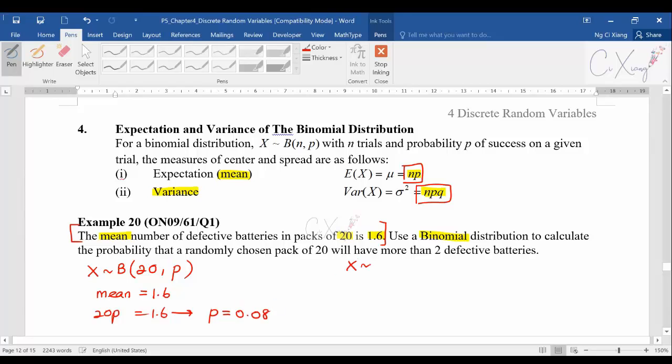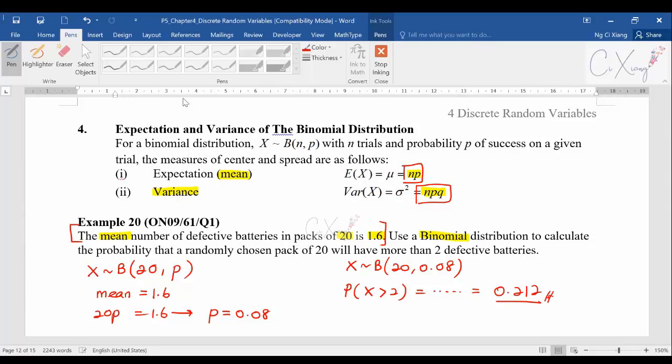Now you have all the details of the distribution: 20 and 0.08. What they want is the probability that a randomly chosen pack of 20 will have more than 2 defective batteries. We are talking about the number of batteries, more than 2 defective, so the probability should be x greater than 2. Then you continue with the steps. This one is very simple, a revision for you. The answer should be 0.212. This is how we use the formula for mean in binomial distribution to answer the question. This is what we have for example 20.